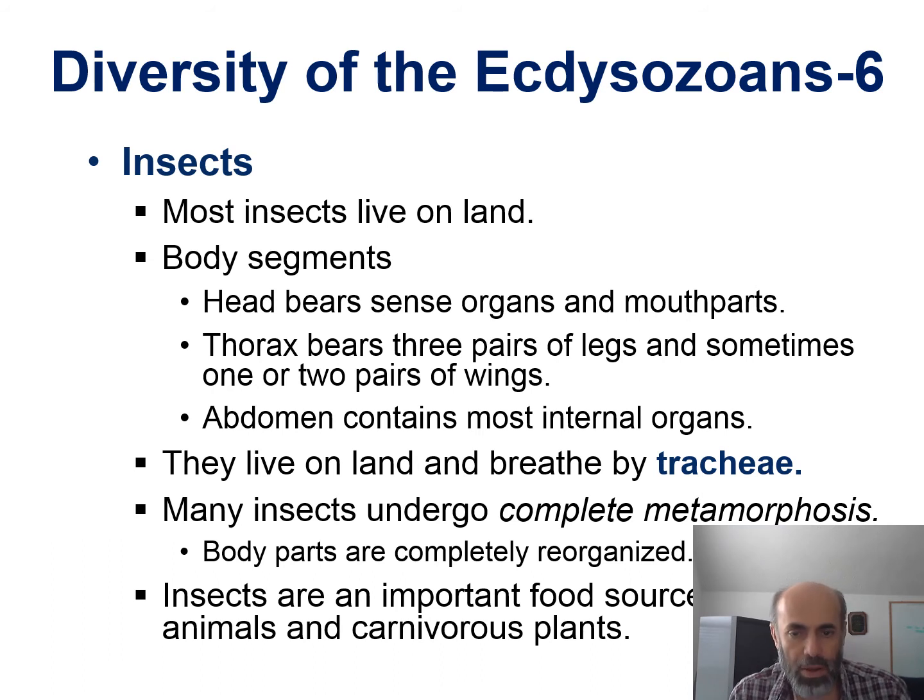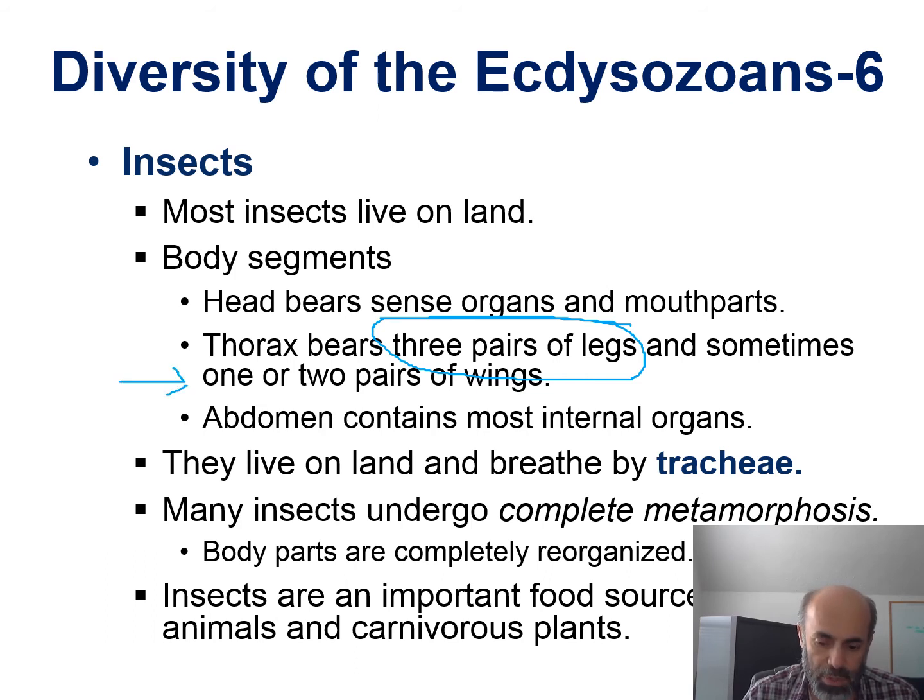Their body is divided into 3 parts: head, thorax, and abdomen, just like most of the other crustaceans. They mostly live on land, and their thorax bears 3 pairs of legs. That's what really distinguishes them from other crustaceans: they have 3 pairs of legs versus 5 pairs of legs. They generally have 1 or 2 pairs of wings as well. Most of the internal organs are contained in the abdomen. And then they breathe by tracheae.